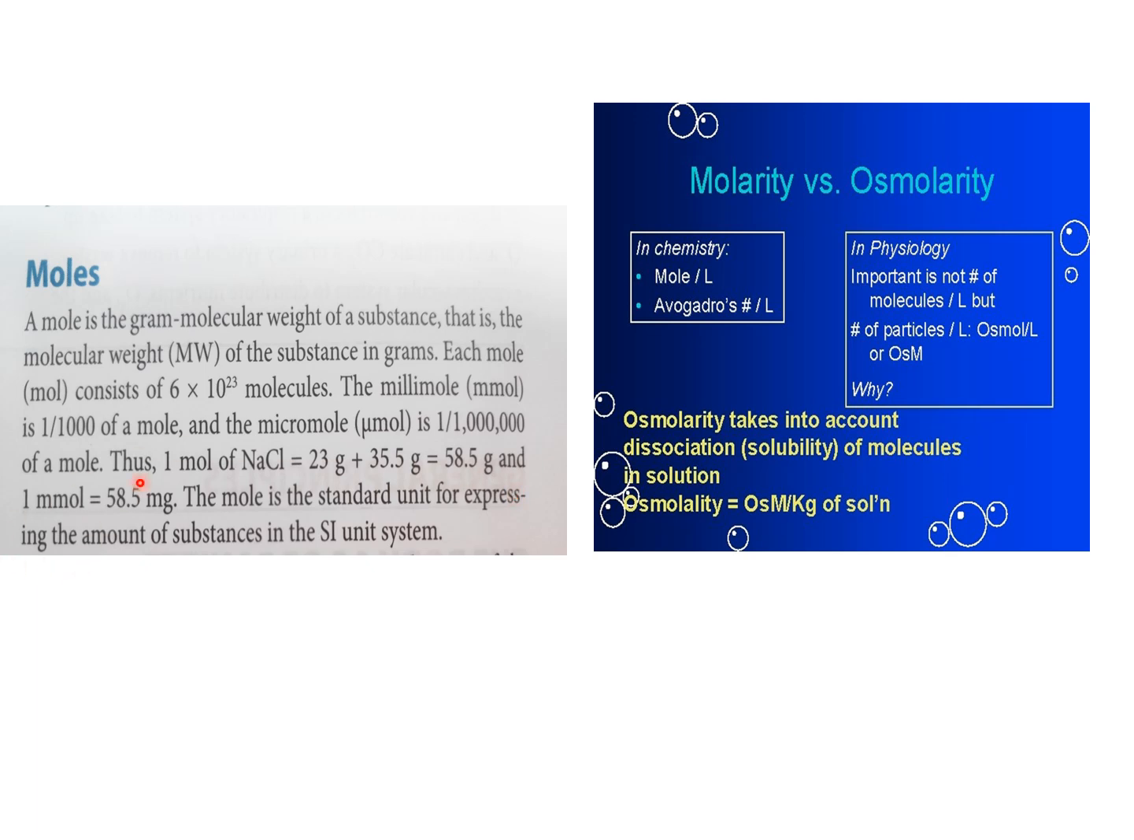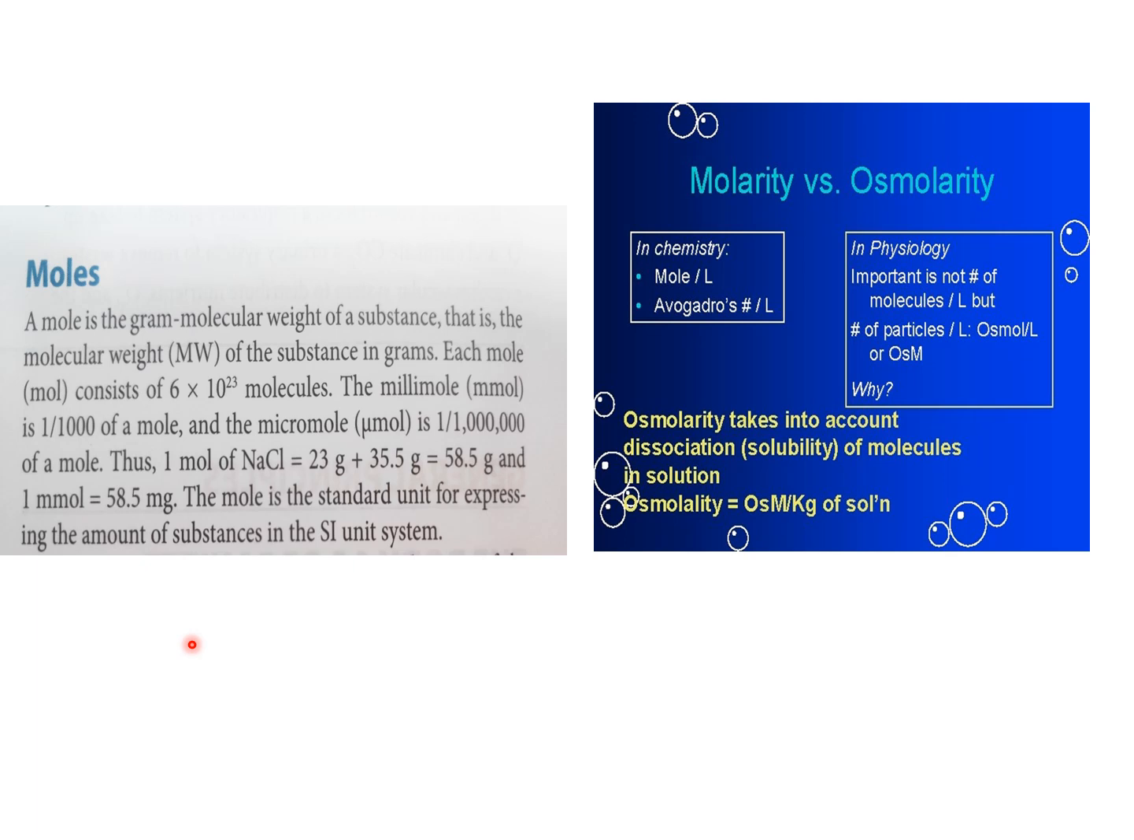Okay, and we know that 1 millimole is 1 by 1000 of a mole. So we can convert this molar concentration into millimolar concentration. So 1 mole of NaCl is 58.5 gram. So 1 millimole will be equal to 58.5 milligram. Okay, so per liter, in this way we can express the concentration.